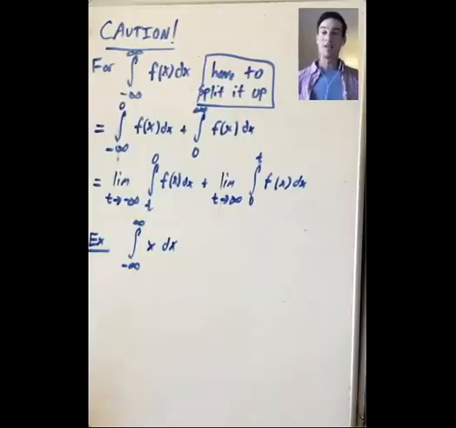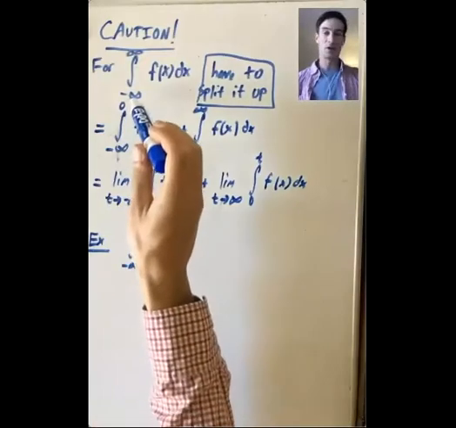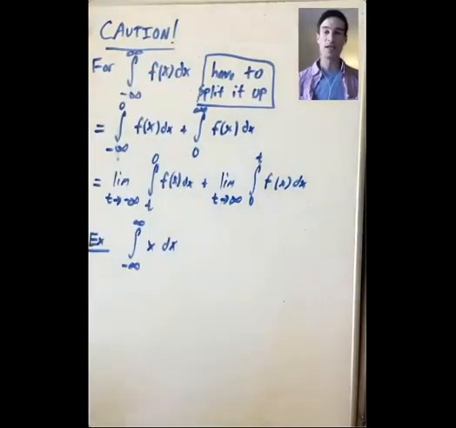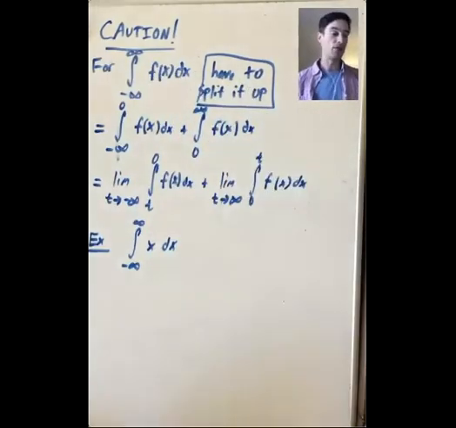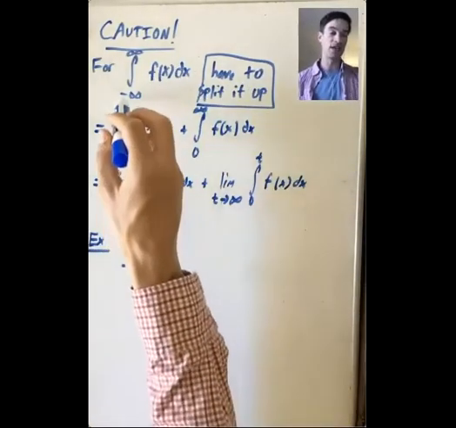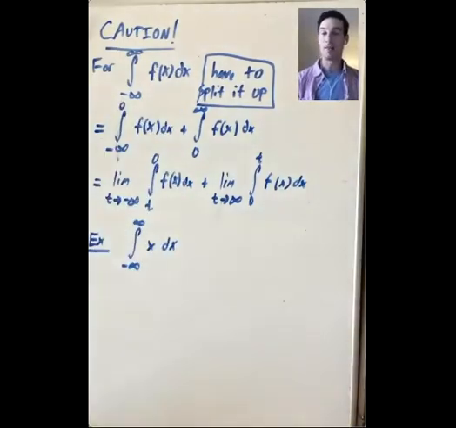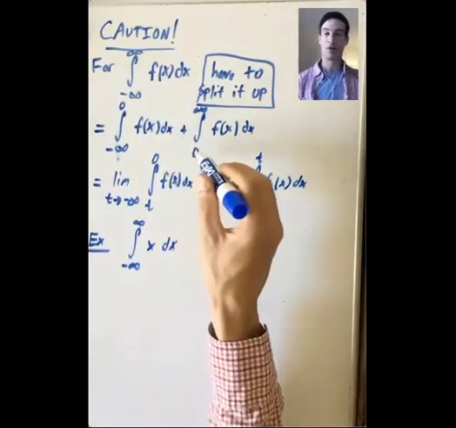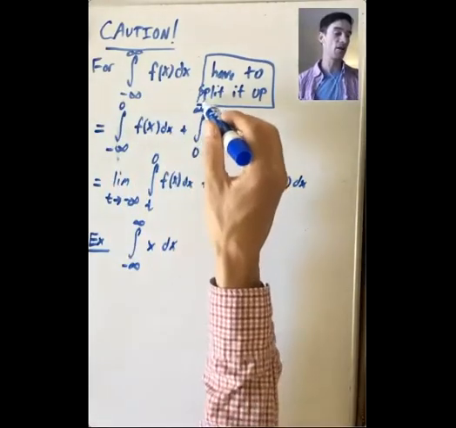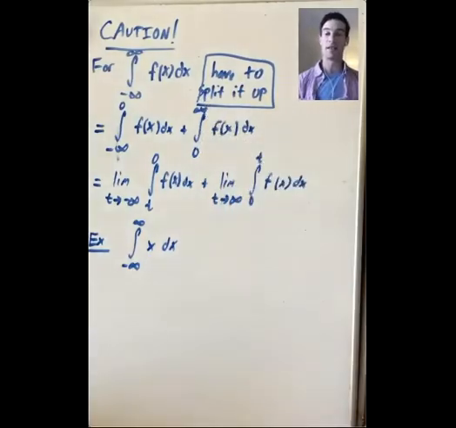I want to start this video by emphasizing that when you have an integral from minus infinity to infinity of a function f of x dx, you have to split it up. You have to write it as an integral from minus infinity to some point in the middle. I like to pick 0, but you could pick a different point if you want. So integral minus infinity to 0 of f of x dx plus the integral the rest of the way from 0 to infinity of f of x dx.